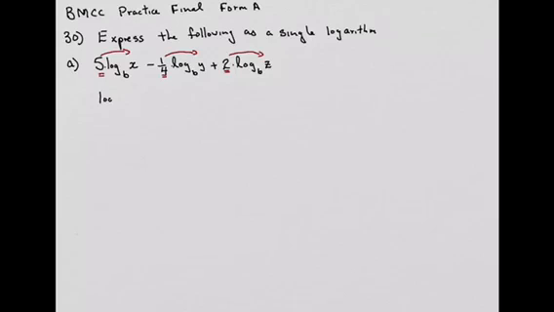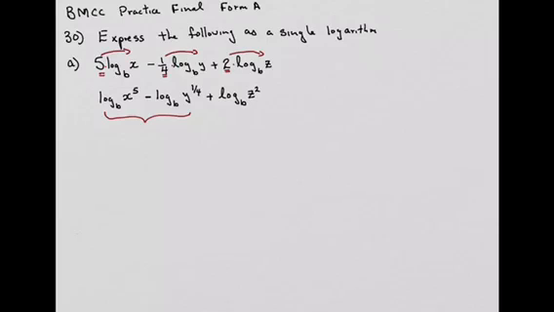So we have log base b of x to the fifth power minus log base b of y to the 1/4 power plus log base b of z squared. And if I look at this now working left to right, here we have a subtraction, and subtraction we know in properties of logarithms is the quotient property. So here we have log base b of x to the fifth divided by y to the 1/4.